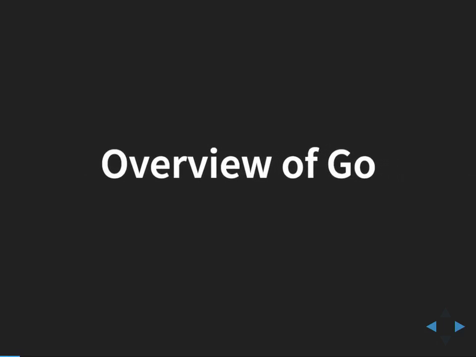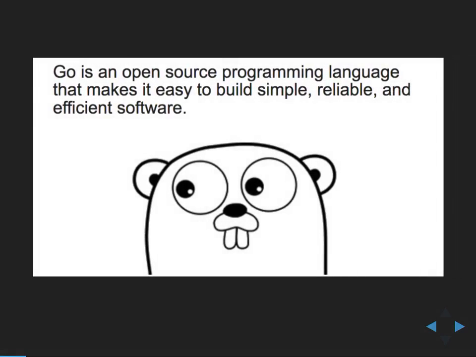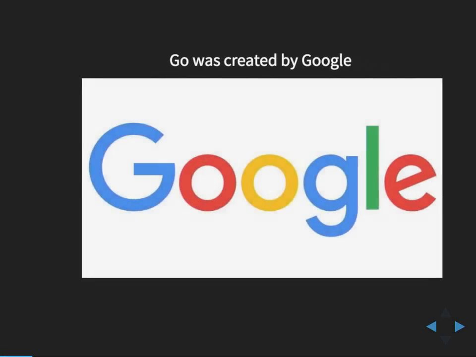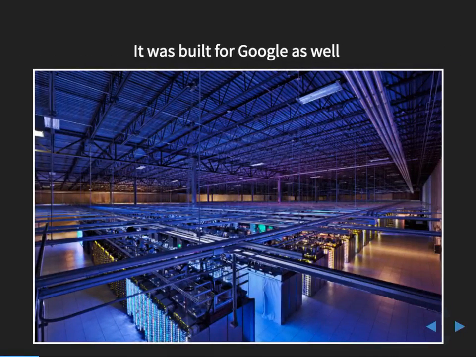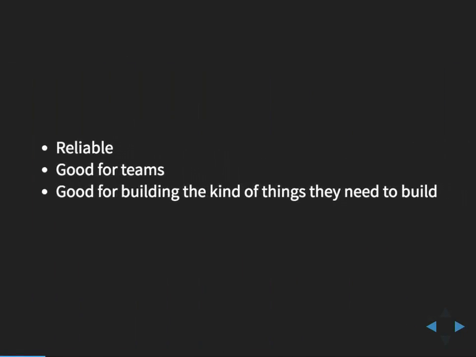Okay, so really quick, let's do an overview of Go. Go is an open source programming language that was built with the idea of making it easy to build simple, reliable, and efficient software. Go was created by Google, and it was built for Google as well, right? So a big focus on things like reliability, being good for teams, and being good for building the kinds of things they need to build.